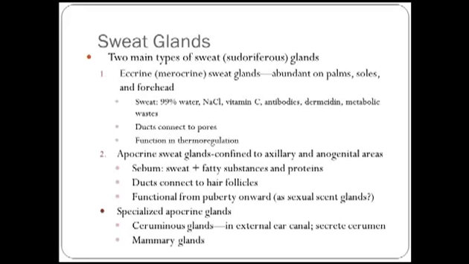Okay. First off, with our sweat glands, there's going to be 2 main types. We have eccrine and we have apocrine. Our eccrine sweat glands are going to be the ones you find in the palms of your hands, the soles of your feet, your forehead. You'll get a couple of them in your armpits too.